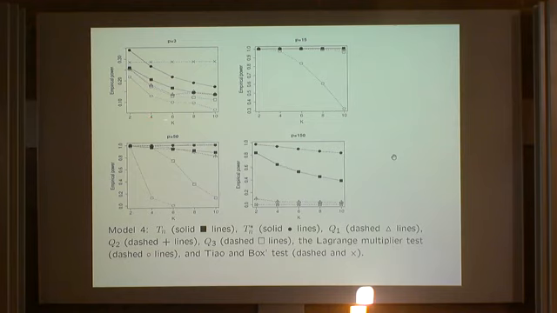X-axis is capital K, different lags. For the likelihood ratio test, it's a constant, or the same. And those other three are Q1, Q2, Q3. And as you can see, when the P is large, they don't have power.